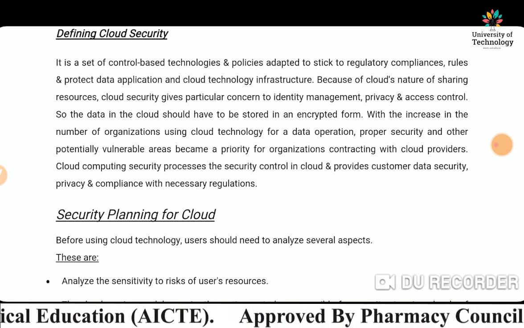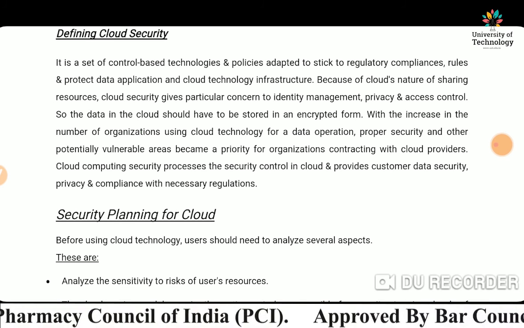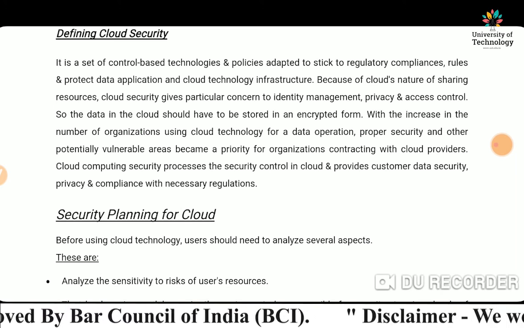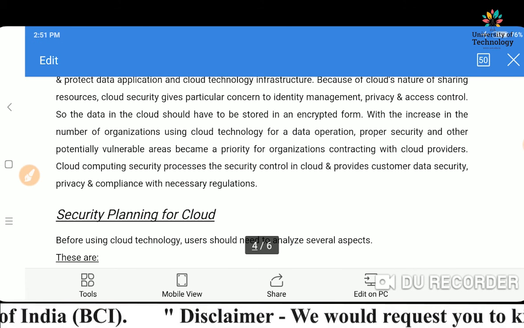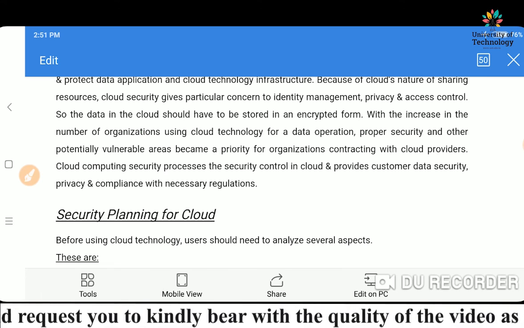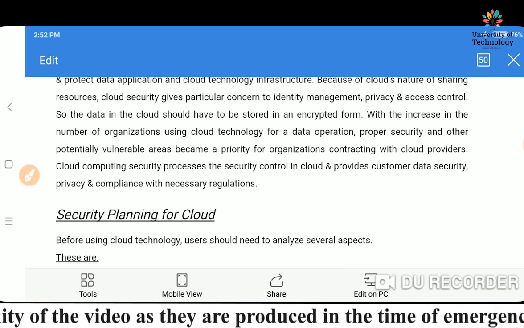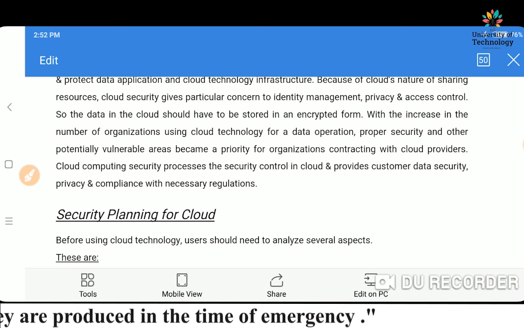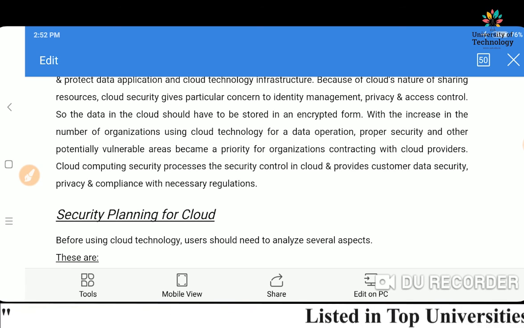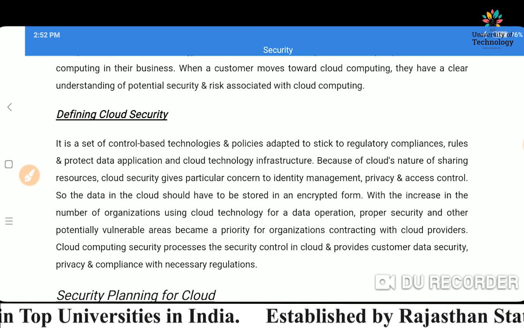So with the increase in the number of organizations using cloud technology for data operation, proper security and other potentially vulnerable areas became a priority for organizations contracting with cloud providers. So cloud computing security processes the security control in the cloud and provides customer data security, privacy, and compliance with necessary regulations. Okay, so this is all about cloud security and challenges.